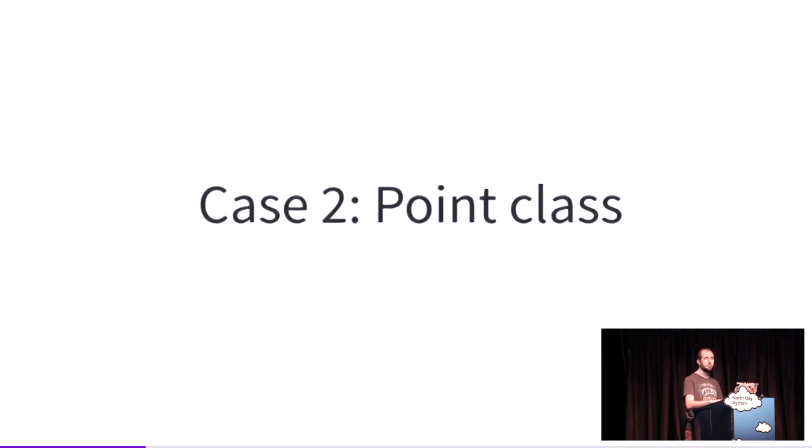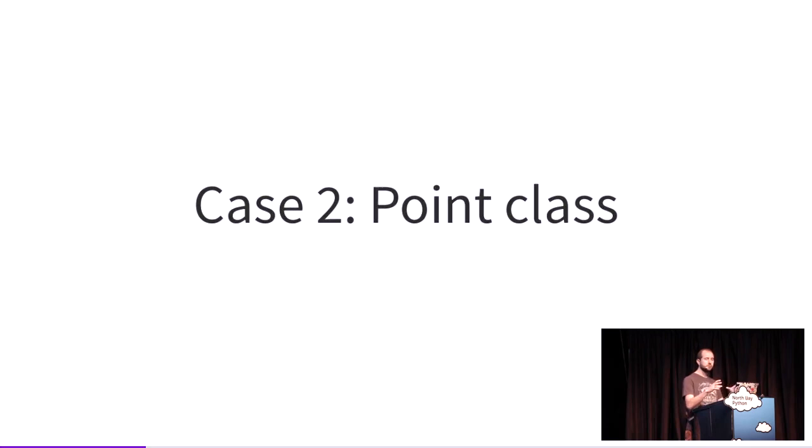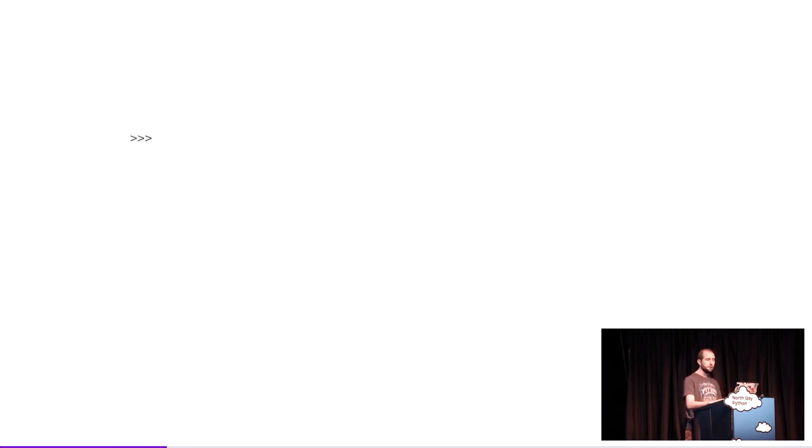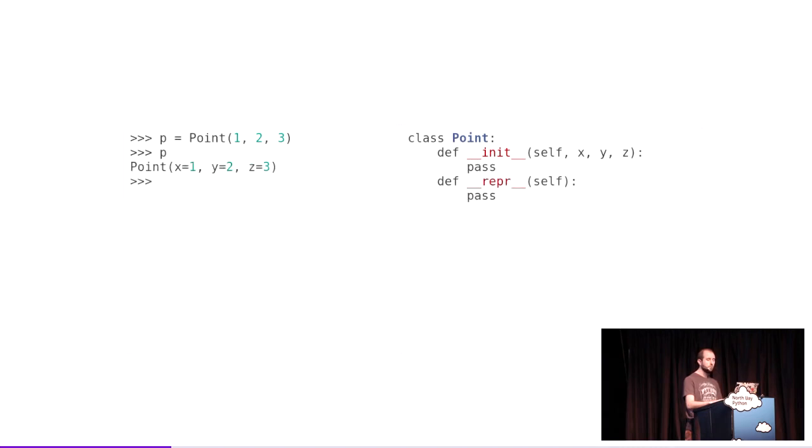We're going to talk about making a point. So this is a class that represents a three-dimensional point, x, y, and z coordinates. Same as before, we want our class to be able to accept arguments, so we need an initializer. We want a nice string representation. And we want our point objects to be comparable to each other using equality and inequality.